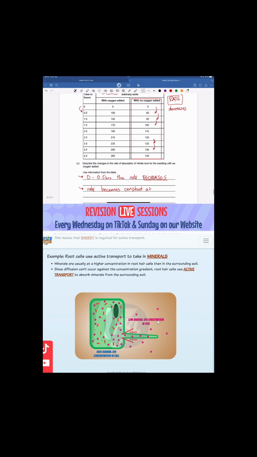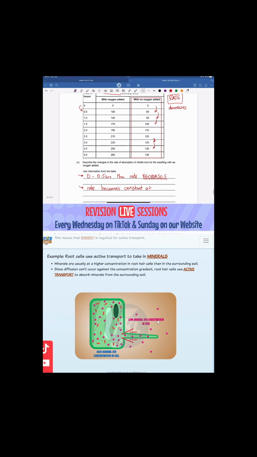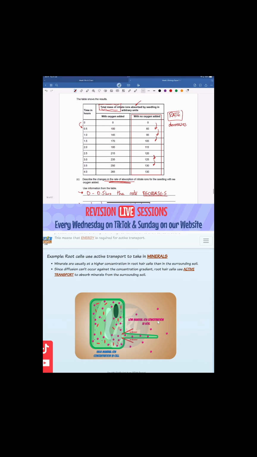Okay, people are getting confused. It's increasing. No, so what's increasing is the mass. Yes, the mass is increasing. The question is not asking about mass. It's asking about the rate. So the rate is the difference in mass. So yes, the whole mass is increasing overall, but the rate is the difference. So you see here, the difference between this and this is 60. Then the difference between this and this is 35. Then the difference between this and this is 20. So it's basically decreasing. The rate is the difference in mass.